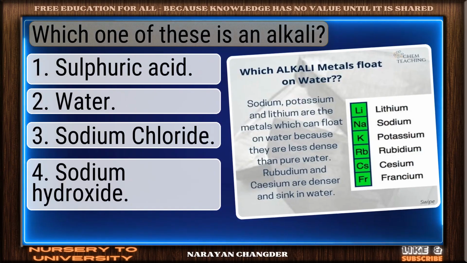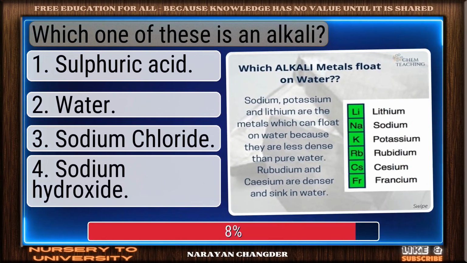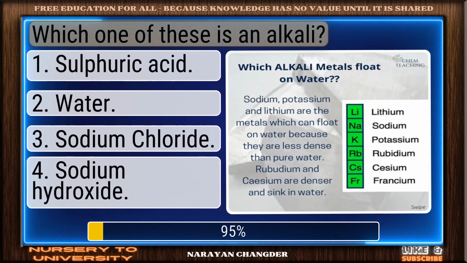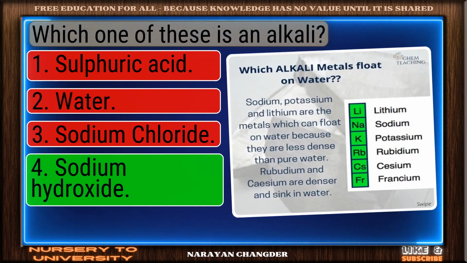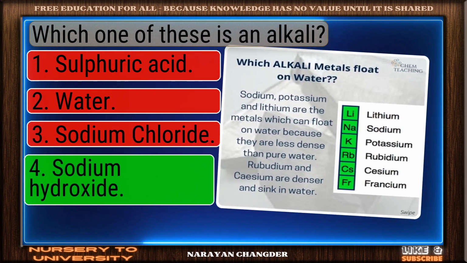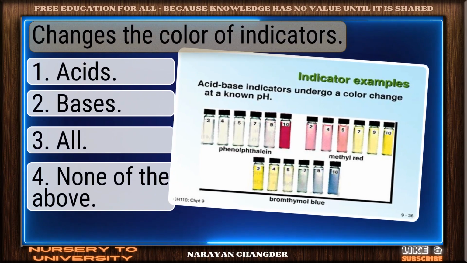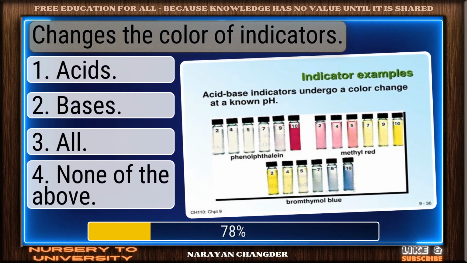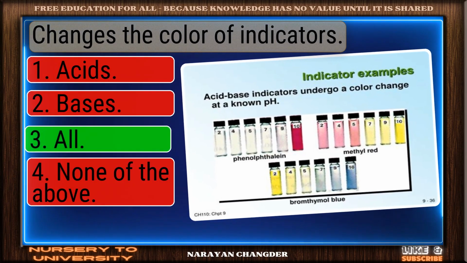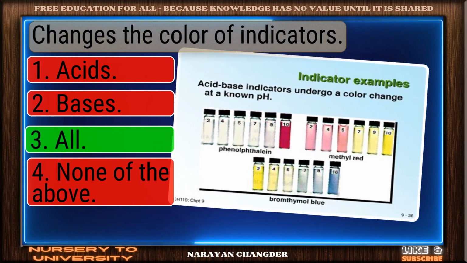Question number 131. Which one of these is an alkali? Well picked. Sodium hydroxide is the correct answer. Question number 132. Changes the color of indicators. Right again. All is a valid answer.